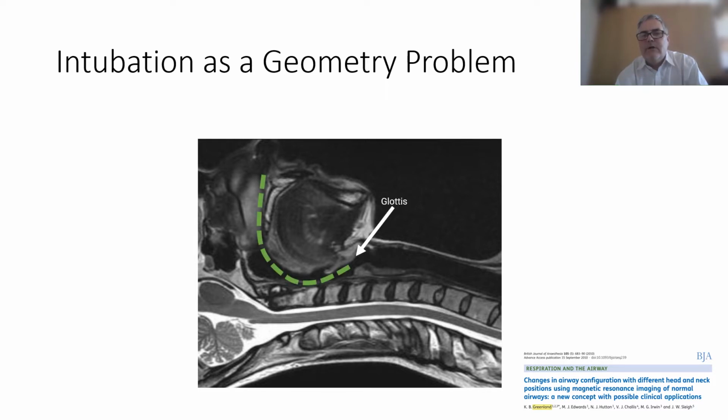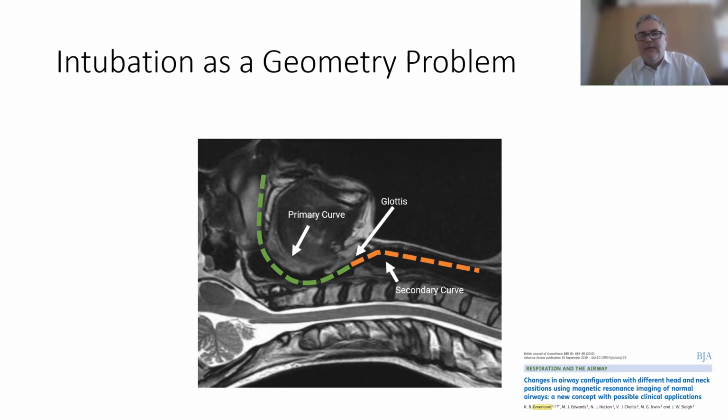We note that there are two curves. There's a primary curve and a secondary curve to the human airway. So that's the path of the human airway. Primary curve, secondary curve. Okay, and the inflection point between these two curves is the glottis.